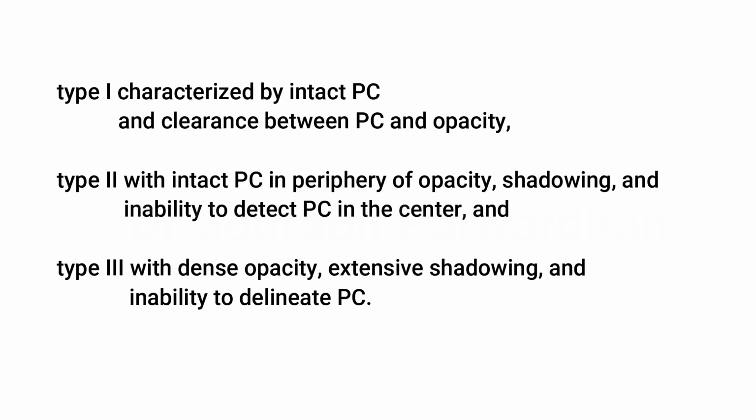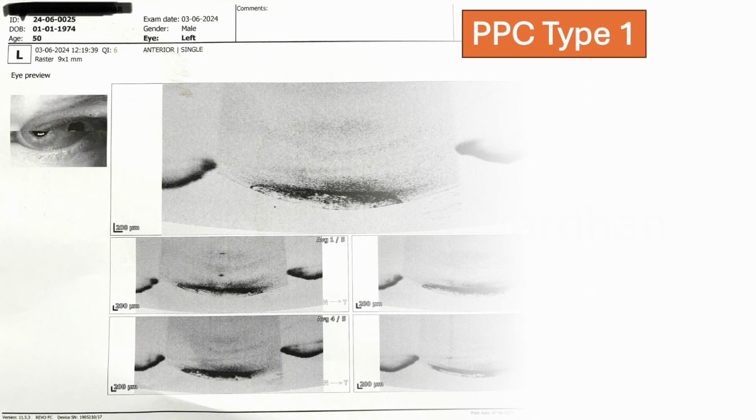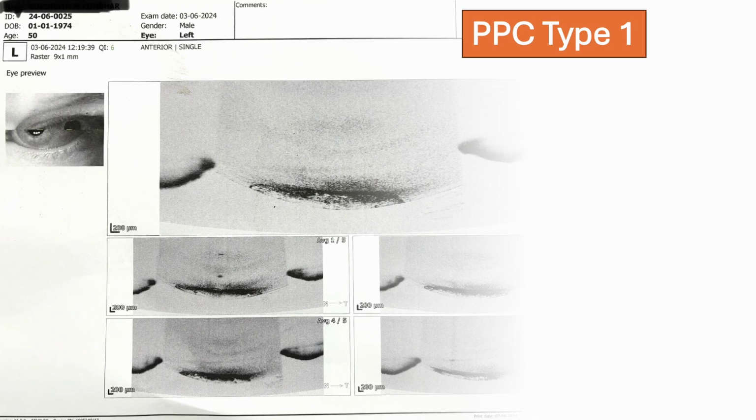So in type 1 PPC, there is an intact PC and there is some clearance between PC and the opacity. In type 2, there is an intact PC in the periphery, but in the central part, the PC is not very clear. And in type 3, the opacity is more dense, there is extensive shadowing, and the PC cannot be delineated at all. So this is type 1 PPC where you can see some clearance zone and you can see the intact PC throughout in all scans.